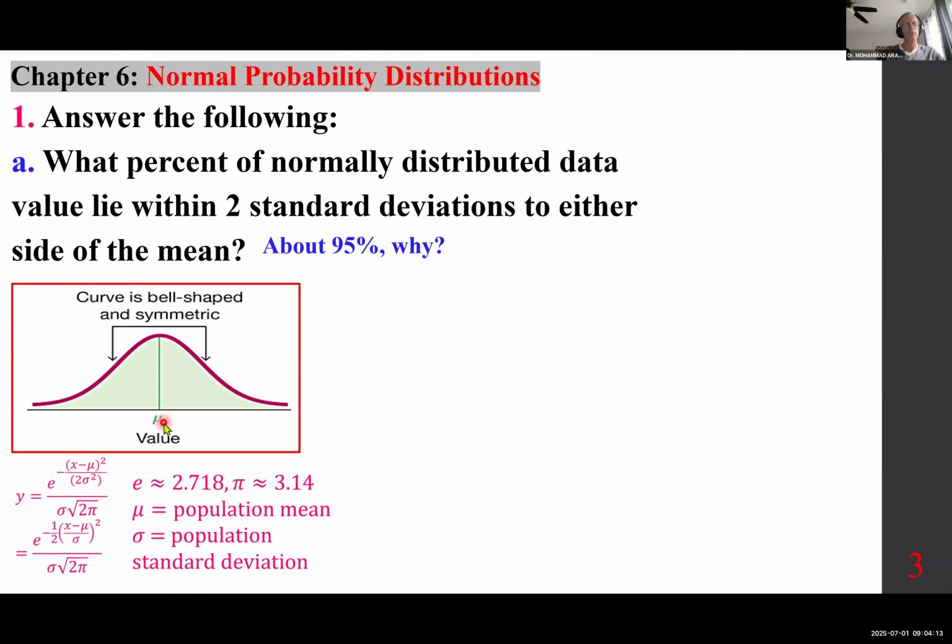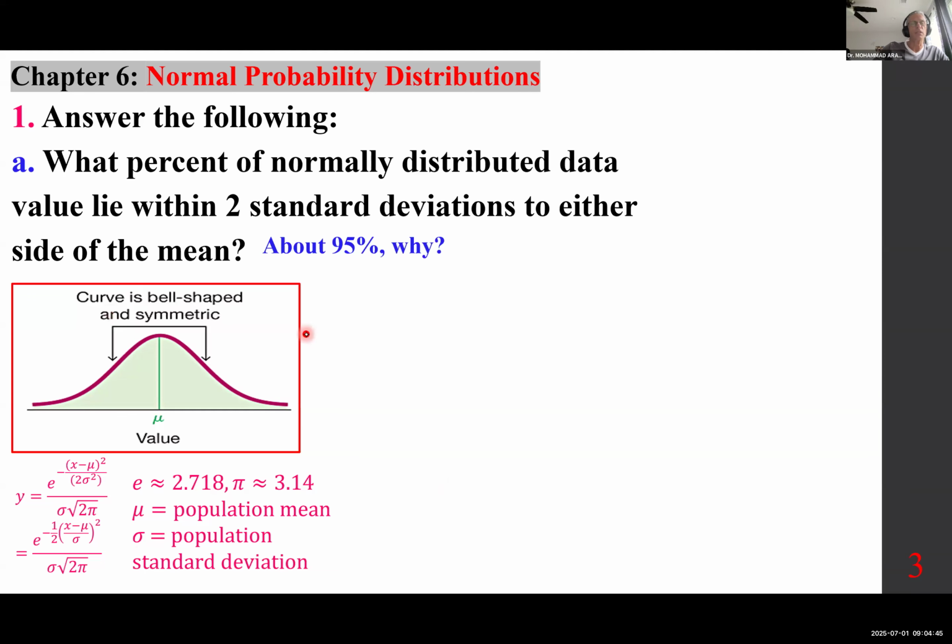Now, the formula for this curve is very complicated. Y equals e to the power of negative, parentheses x minus mu quantity squared over 2 sigma squared, the entire thing over sigma times square root of 2 pi, where e is the base of the natural log, 2.718, pi is 3.14159, and it continues indefinitely. Mu is the population mean, sigma is the population standard deviation.